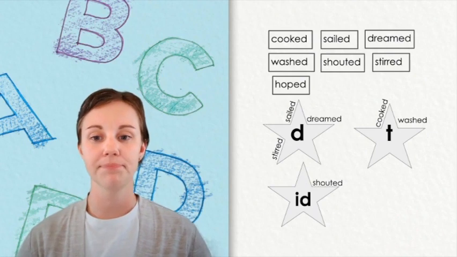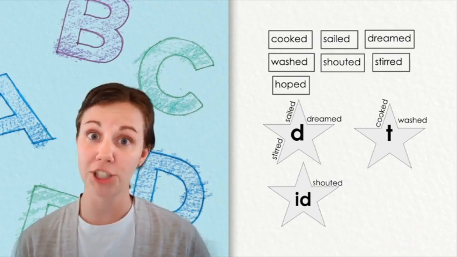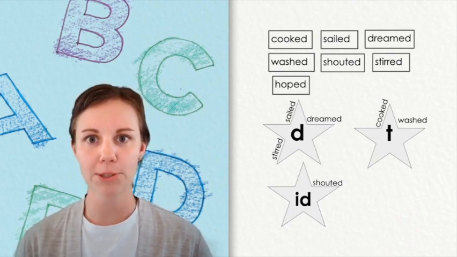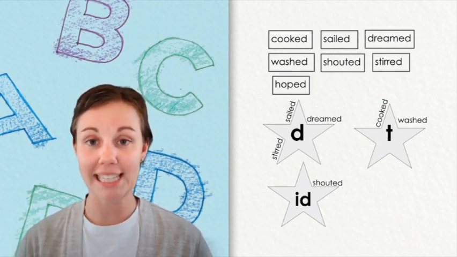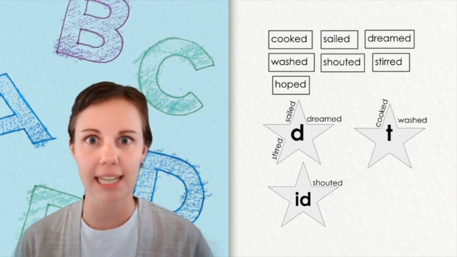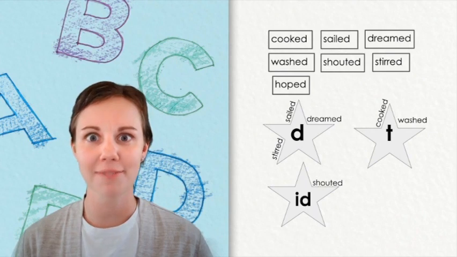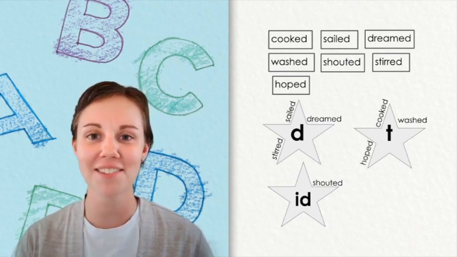Here's another one. This one looks a little tricky because it's using that magic E pattern with a suffix. What could the base word be here? Hope. When we put ed on, we don't need another E. We read it as hoped. I heard the T right away. There it goes on our star.